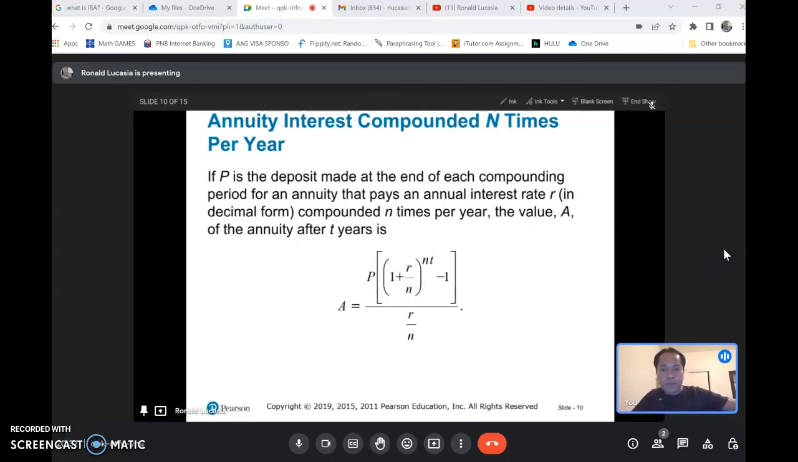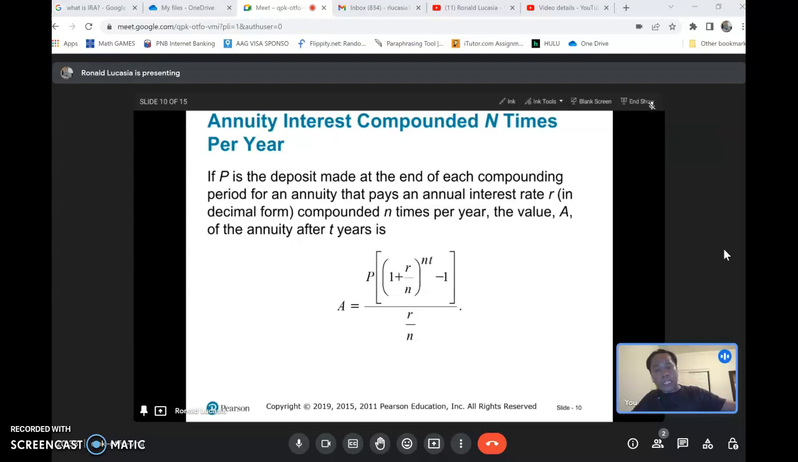Okay, the next problem will be annuity interest compounded n times per year. If P is the deposit made at the end of each compounding period for an annuity that pays an annual interest rate compounded n times per year, the value of the annuity is given in this formula. Now notice that the formula is quite the same as compound interest with n times. The rate is being divided by the n, which is the number of compounding periods, multiplied also by the time.